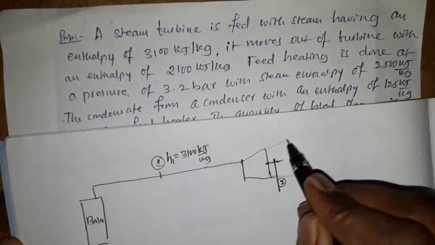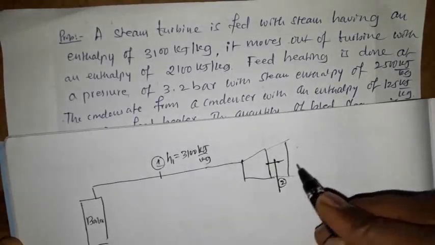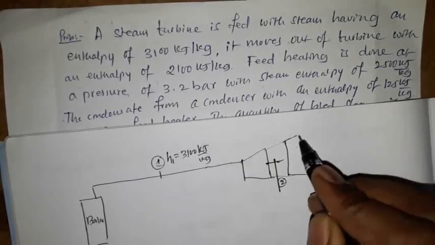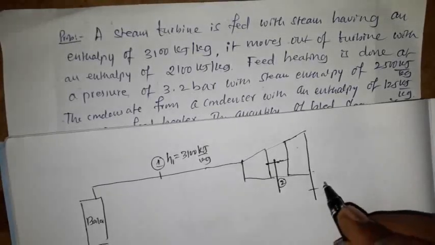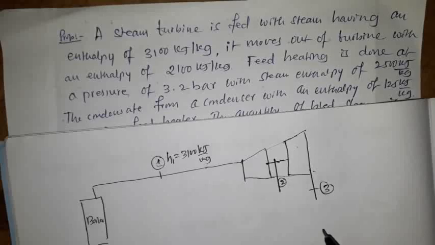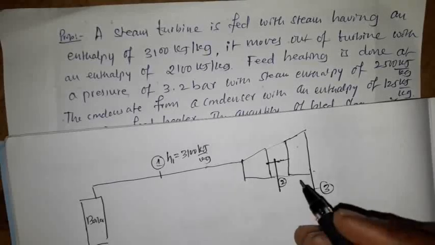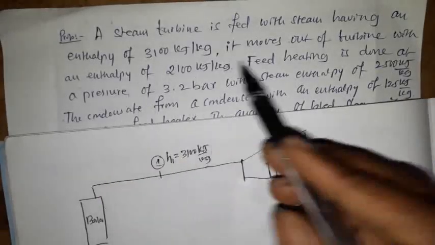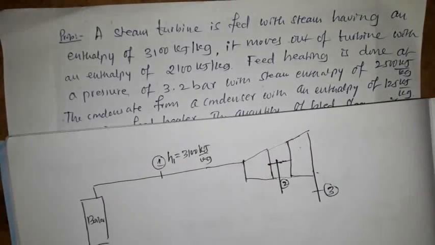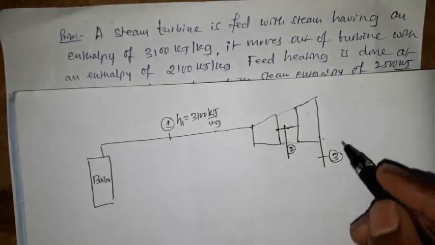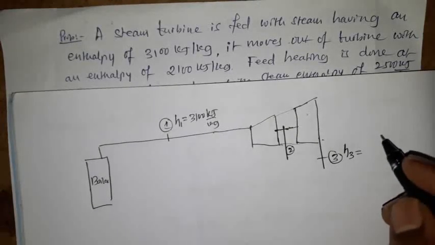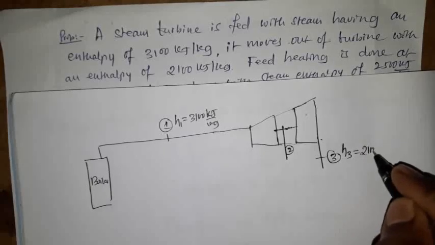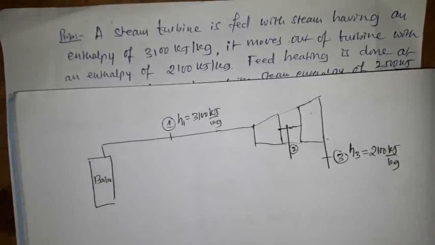Then it further expands in other stages of the turbine and comes out at state 3. So here it moves out of the turbine with an enthalpy of 2100 kJ per kg. So here the enthalpy out of the turbine is H3. So he has mentioned it as 2100 kJ per kg.